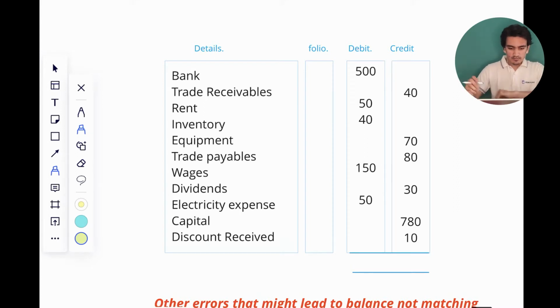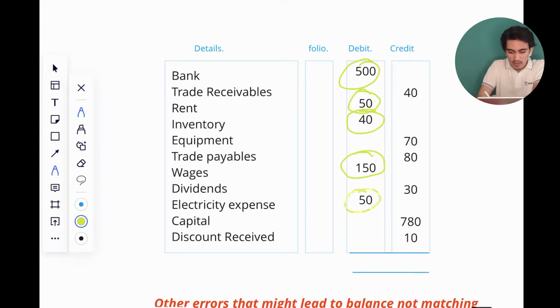So over here I've been given a trial balance, and let's add up our debit side and credit side and see whether they match or not. Let's add up all our debit sides first. So we have 500 plus 50, 550, plus 40, 590, 590 plus 150, that gives us 740, 740 plus 50, that gives us 790. So we'll write 790 over here.